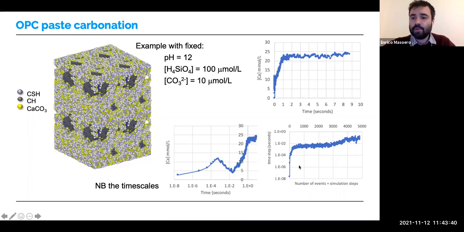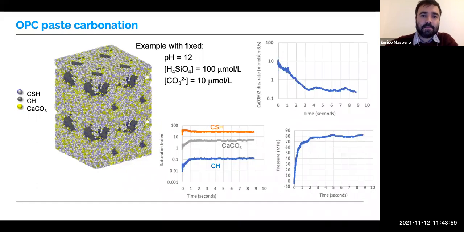This is even better shown here. This is the time step during the simulation. Initially, it's very low, but then it reaches the tens of milliseconds. And then towards the end of the simulation, each time step is actually even longer. That's because the KMC, the kinetic Monte Carlo, is adapting its time step to the speed of the events that are taking place. It's not imposing the time step.